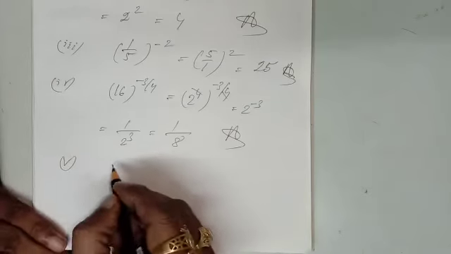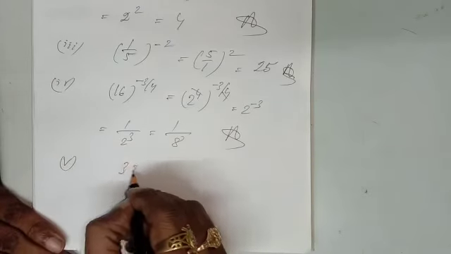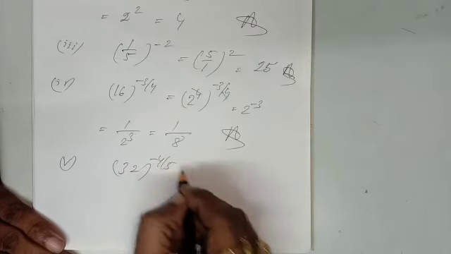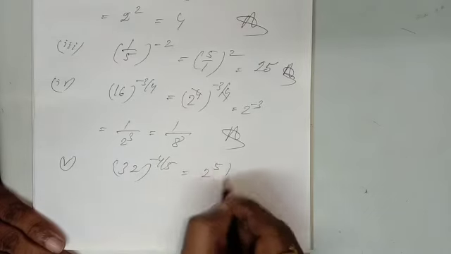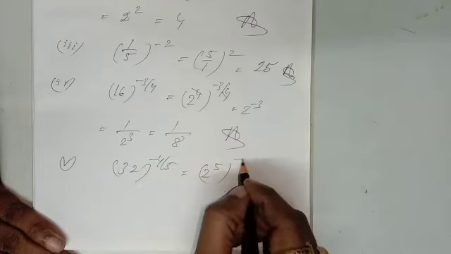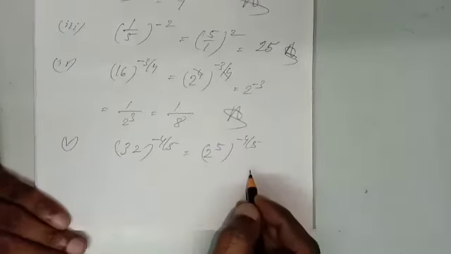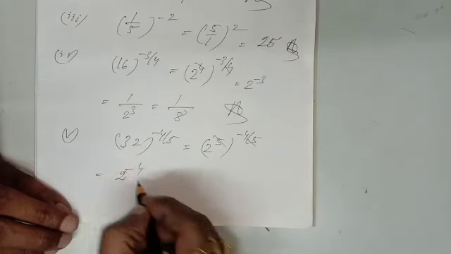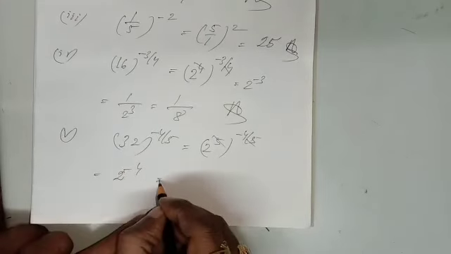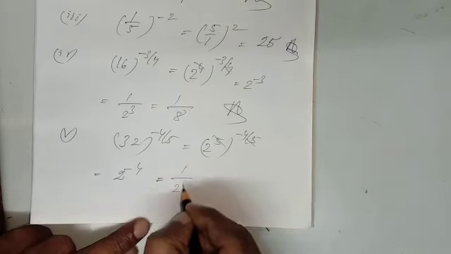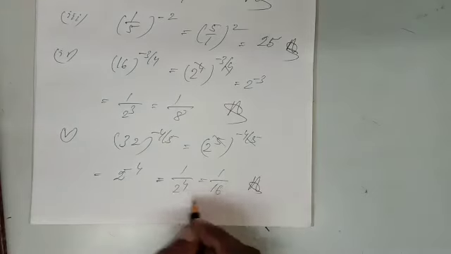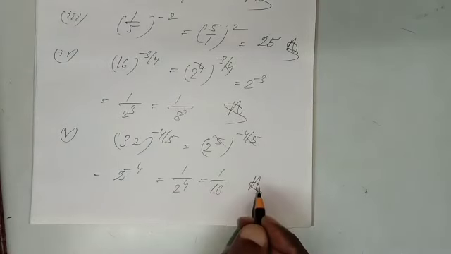Next, the fifth part of this number. The fifth part is given as 32 whole to the power minus 4 by 5. 32 means 2 to the power 5, because if 2 is multiplied 5 times the answer will be 32, and the power is 4 by 5. This 5 cancels, and what is left here is 2 to the power minus 4. Here a negative power comes. How will we make it positive? You write 1 by 2 to the power 4, which means 1 by 16, since 2 is multiplied 4 times. In this way, 5 parts of number 1 are completed.